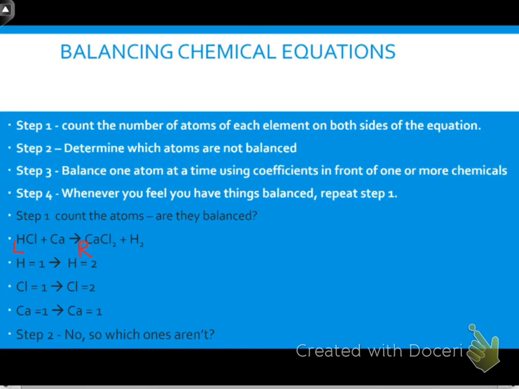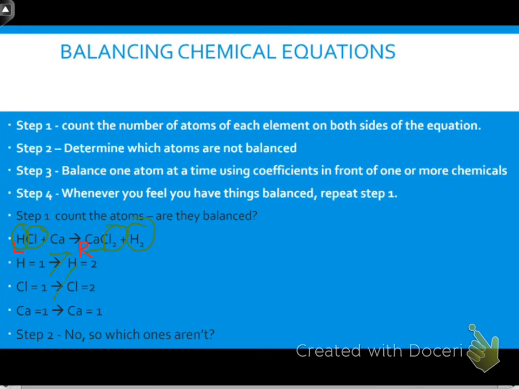So on the left-hand side, we have 1 hydrogen, but on the right-hand side, we have 2 hydrogens. So those are not equal. Chloride, we have 1 here. Oh, no, we have 2 here. So those are not equal. And then calcium, we have 1 here, and calcium, we have 1 here, so those are equal. So by setting it up like this and looking, we know which ones aren't balanced. So that's step 2. Are they balanced? The answer was no. So which ones aren't? We know it's the hydrogen and the chloride.